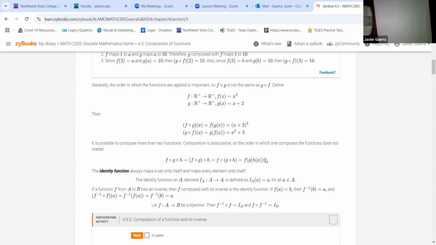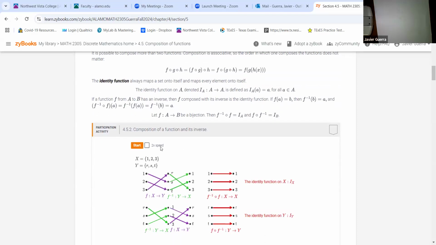So the identity function always maps a set onto itself and maps every element onto itself. The identity function on A, denoted by I sub A, which maps A to A, is defined as I sub A of a equals a for all a an element of the set A. So what does that mean? When you find the inverse of a function and you compose it with the regular function, you're supposed to get the value back. And it works the other way around. If you do f composed with f inverse, you're supposed to get an identity value back. This is very important to check whether one function is the inverse of the other. To do that, you're supposed to get an identity back, x sometimes.